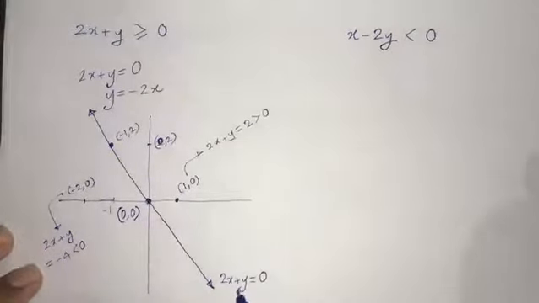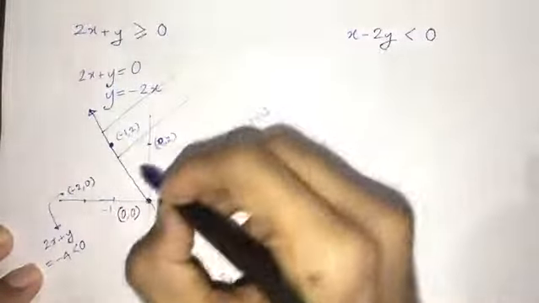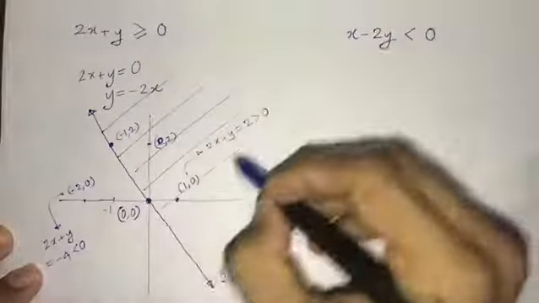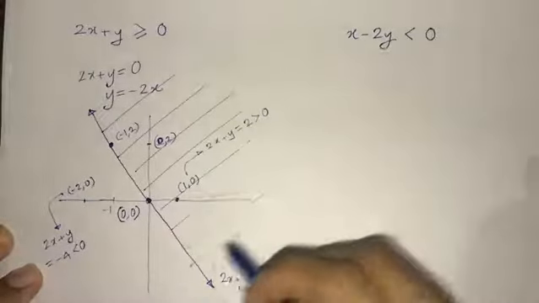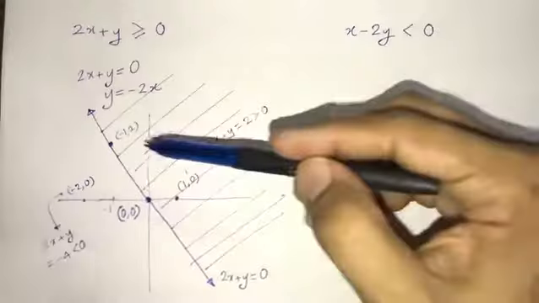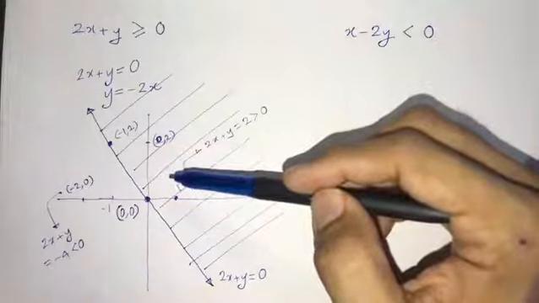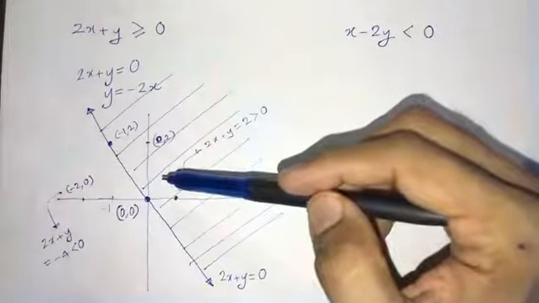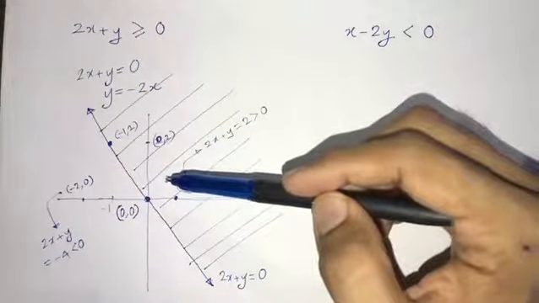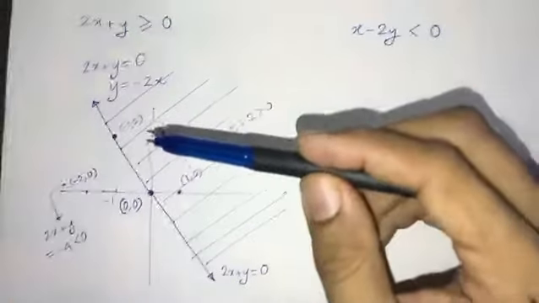What I want is greater than or equal to 0. The points on this half plane will satisfy the inequation 2x plus y greater than 0. So we have to include the line and greater than 0.